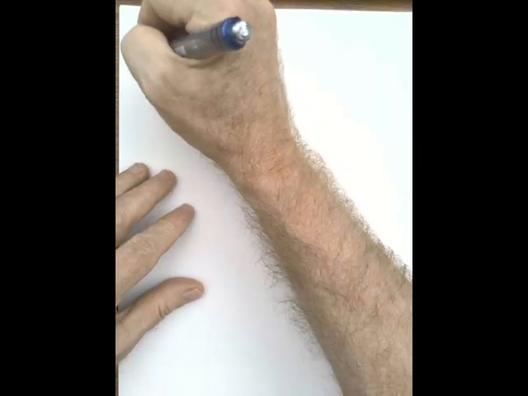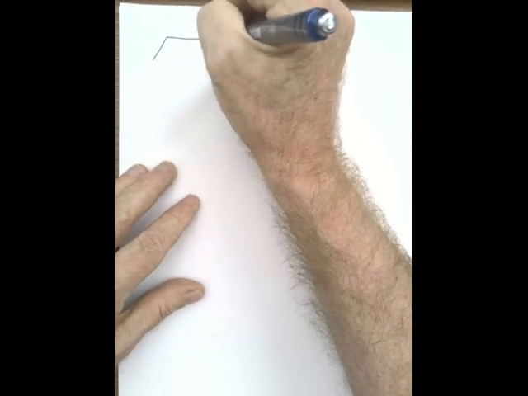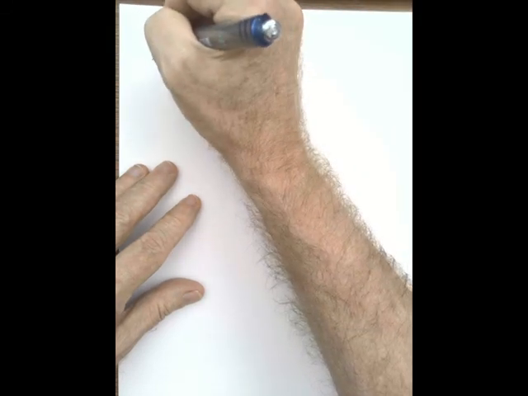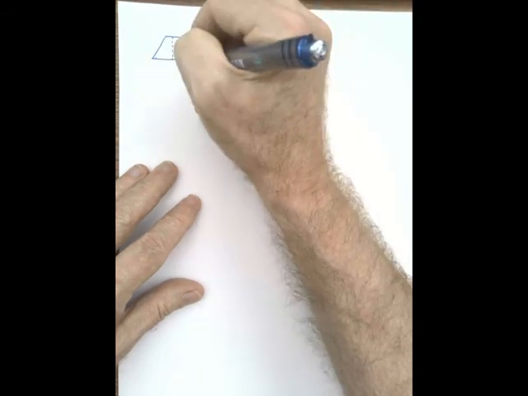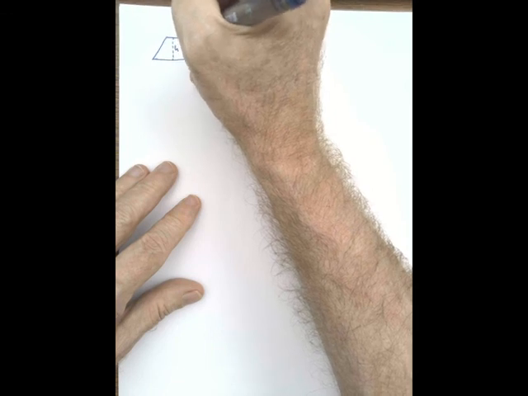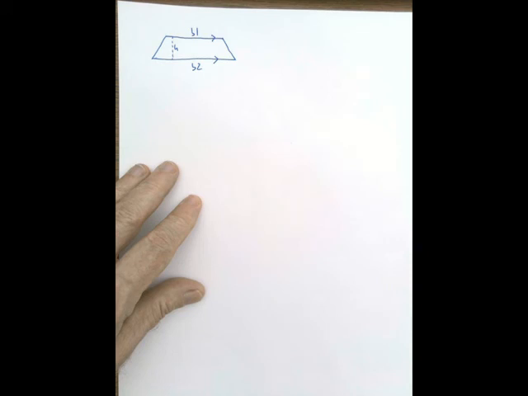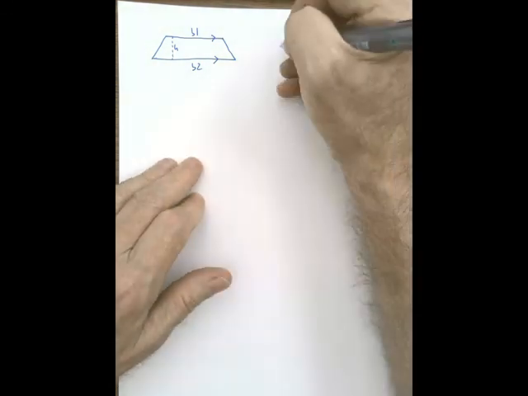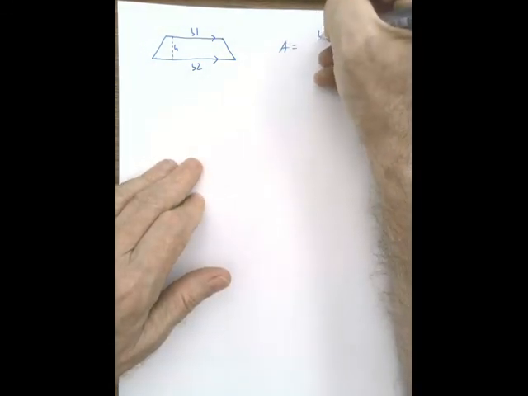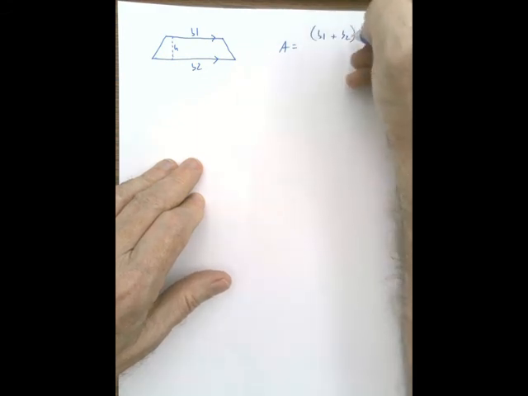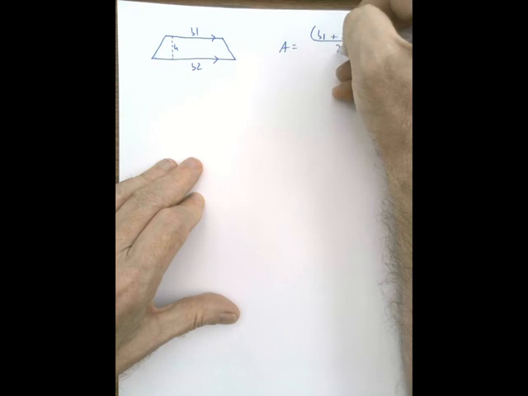So here is a parallelogram again, and its formula. That's the height, that's B1, this is B2. Notice that those are the two parallel sides, right? And the area is B1 plus B2 times the height divided by 2.